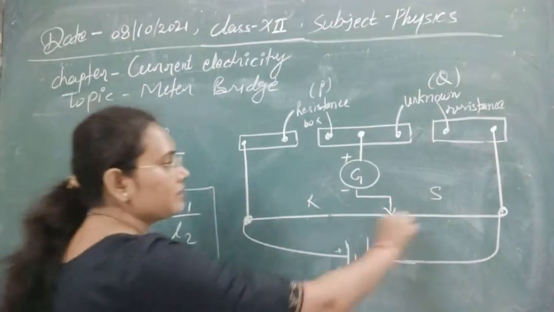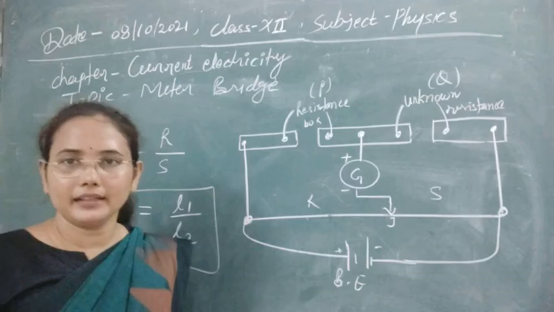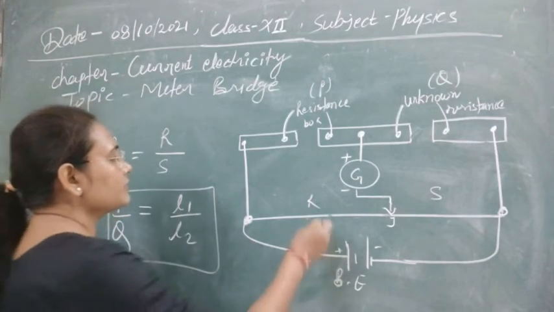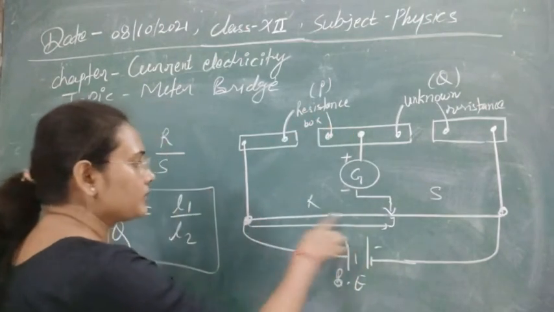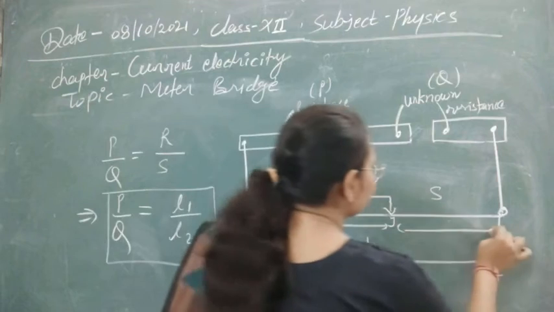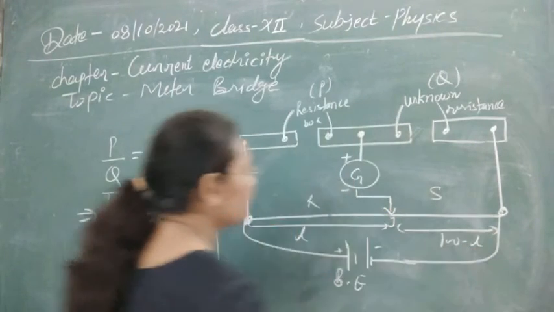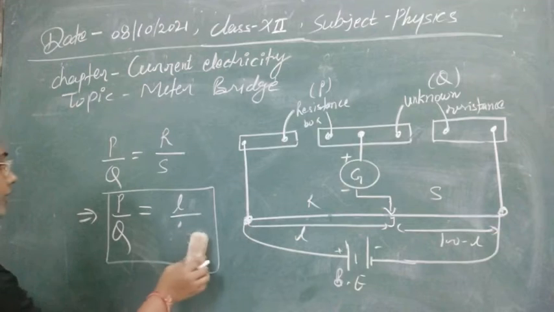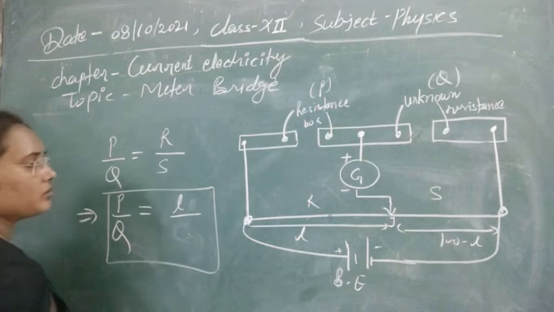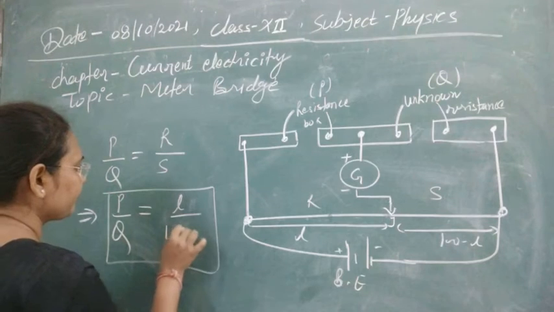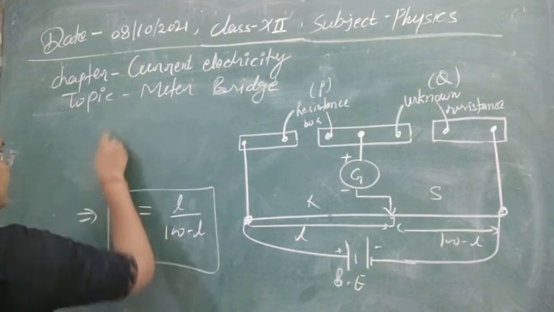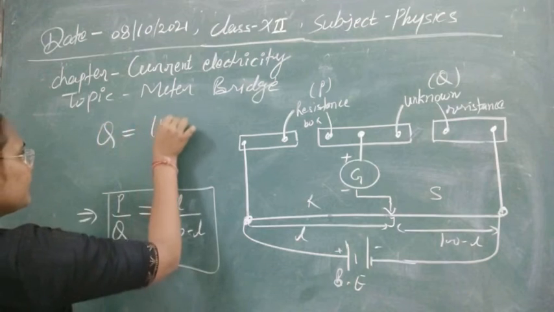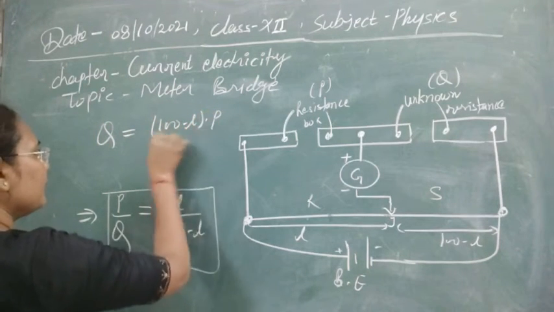Also, you know, this wire is 100 centimeter length, a 1 meter wire we have. So if suppose this wire, from where the resistance box we have connected up to this side, the length is L, then obviously this length will be 100 minus L. So in place of L1 you can write L, and in place of L2 you can write 100 minus L. So now if you calculate the value of the unknown resistance by this formula, the value of the unknown resistance Q will be calculated as 100 minus L into P upon L.